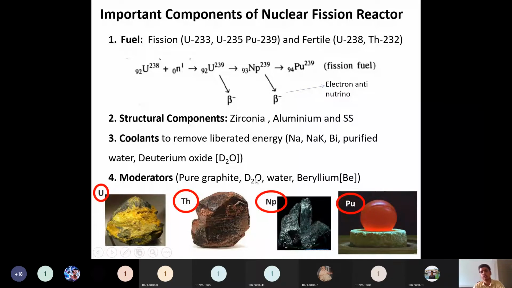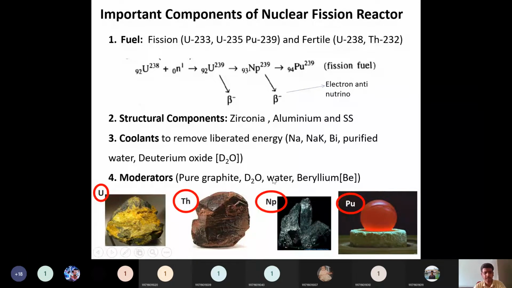So what is this D2O? It has applications as a coolant as well as a moderator in this particular nuclear energy production. This is known as heavy water. Normal water we denote as H2O, but deuterium oxide is known as heavy water. So that is D2O, in which D is deuterium.